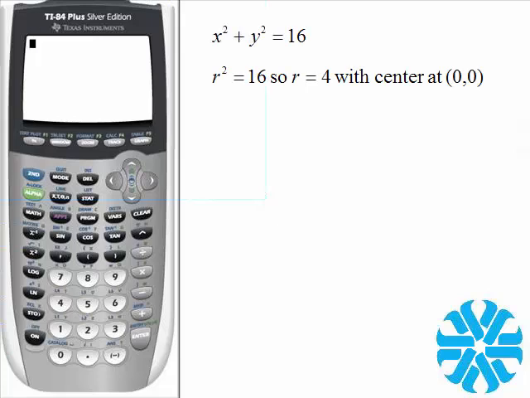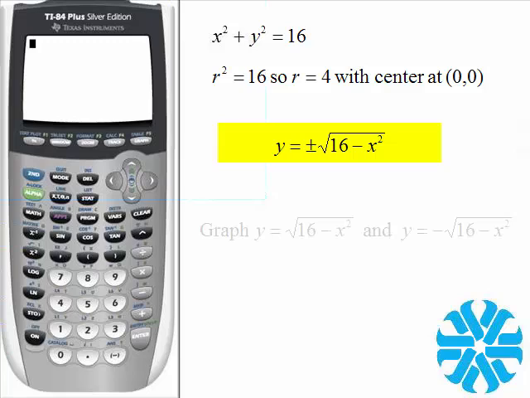We want to graph x squared plus y squared equals 16. This means that r squared is equal to 16, so r will equal 4, with the center of the circle at 0, 0. Solving for y, we get y equals plus or minus the square root of 16 minus x squared. So you will need to graph y equals the square root of 16 minus x squared, and y equals the opposite of the square root of 16 minus x squared.